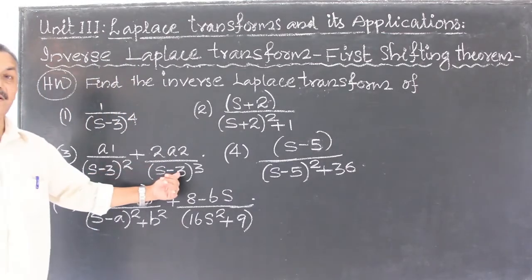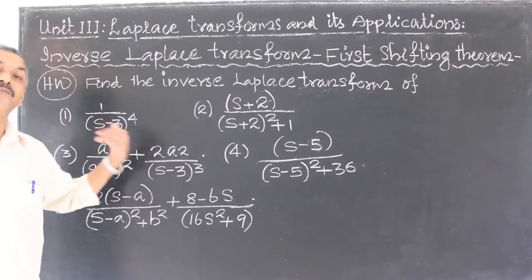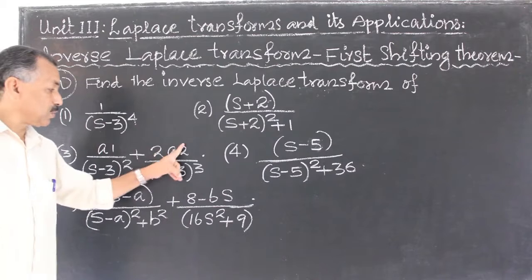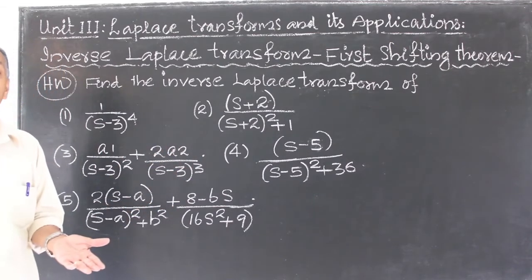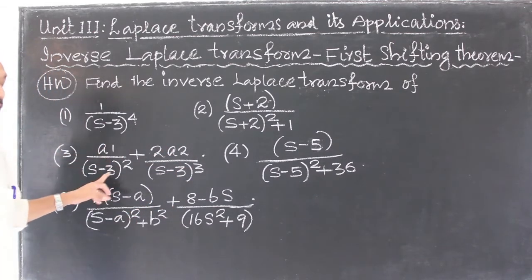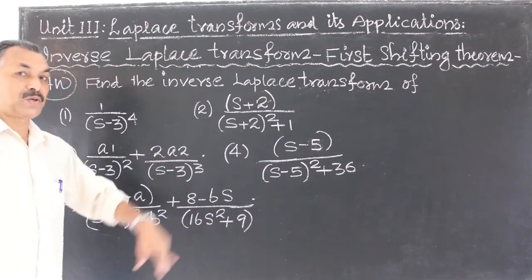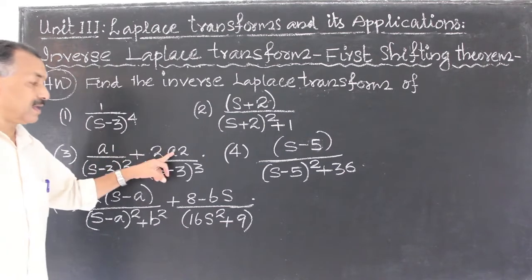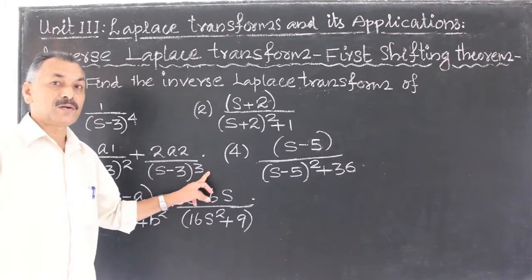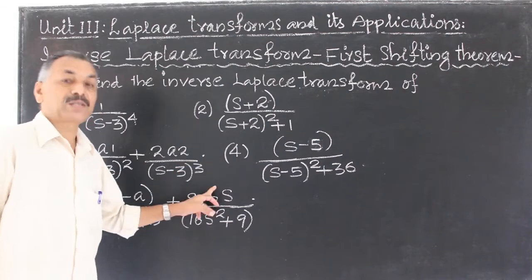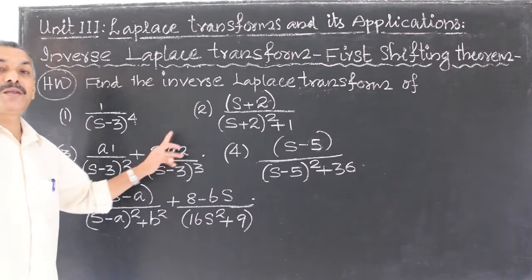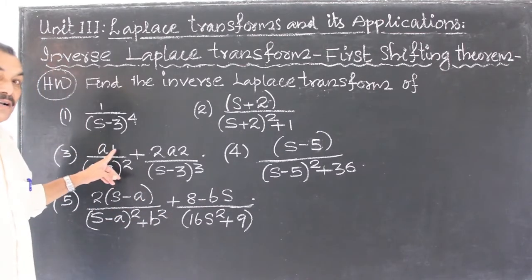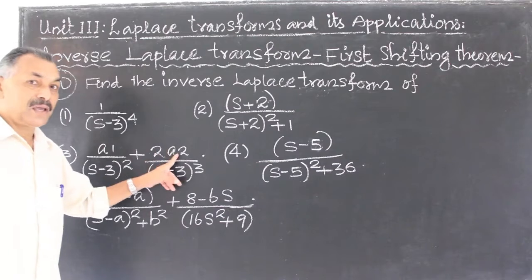This one is 2 s minus 3. Take the given function as a whole, f of s minus 3, that is f of s minus a. Then what is f of s? a1 by s square plus 2a2 by s cube. L inverse of f of s, then L inverse of f of s minus a. What is L inverse of f of s? a1 divided by s square means a1 into t. Then the 2a2 into 1 divided by s cube is equal to t square by factorial 2. That factorial 2 cancels, leaving a2 into t square. So what comes here is a1 t plus a2 t square.